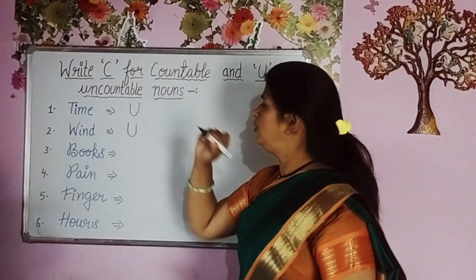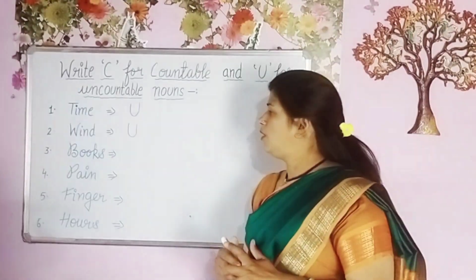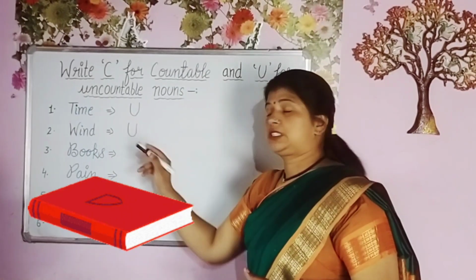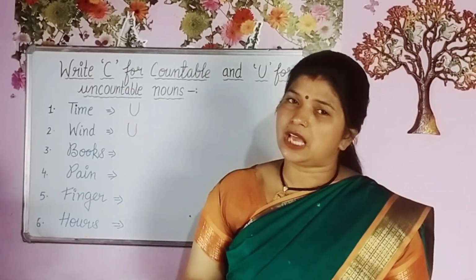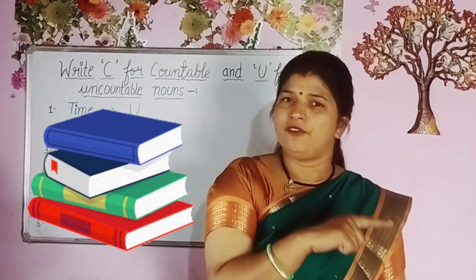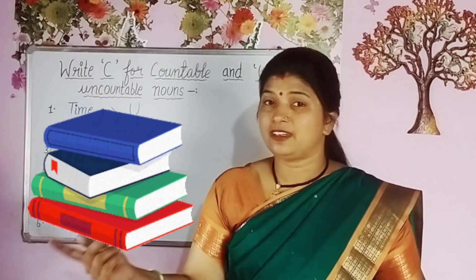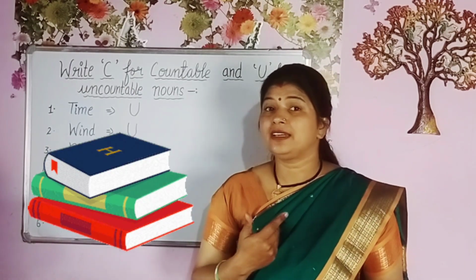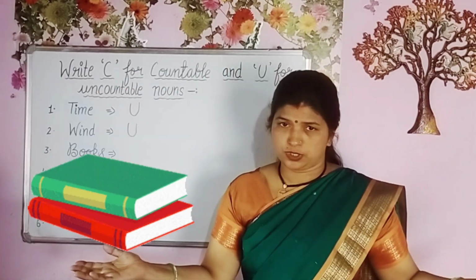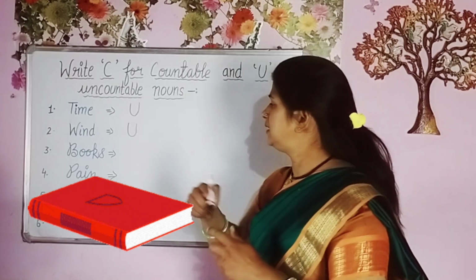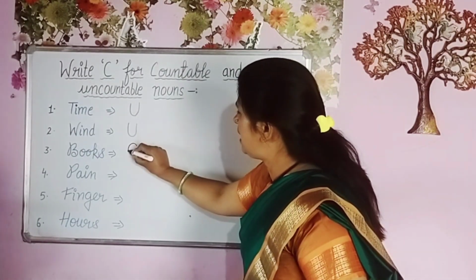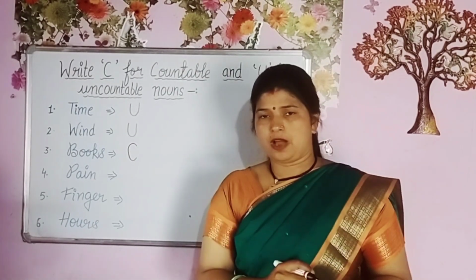We cannot count wind, right? Now the third one is books. Can you count books? Yes. 1, 2, 3, 4, 5, 6, 7, 8, 9, 10 books. So we can count as many books as there are. So it means books is a countable noun. Book is a countable noun.